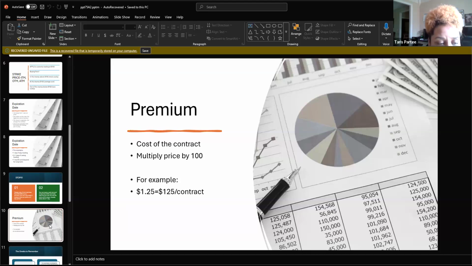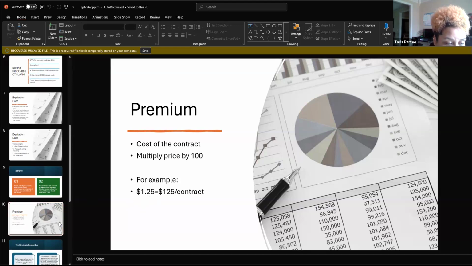All right, let's talk about a premium. The premium is nothing but the cost of the contract, and you're going to multiply that by 100. This is what I was talking about. So you're going to see on the option chain $1.25. You multiply that by 100, it's going to be $125. So that's how much your contract is going to cost. And that's the most you can lose on that contract. Okay? You can only lose the amount you paid for the contract.